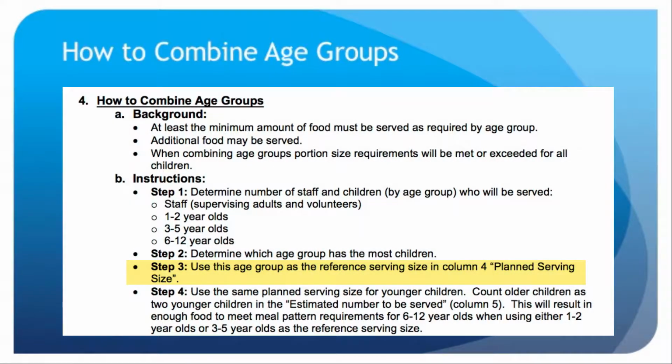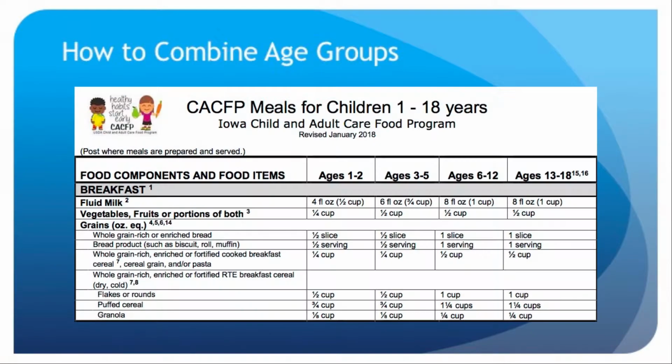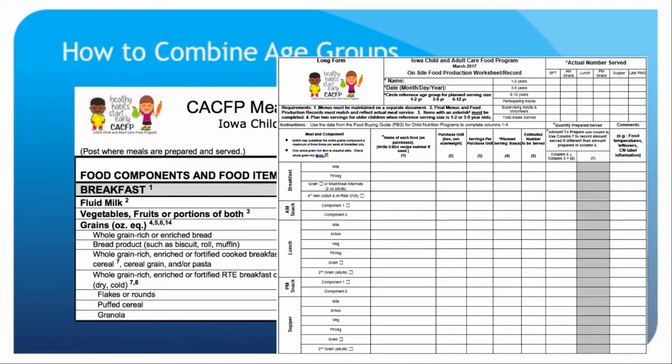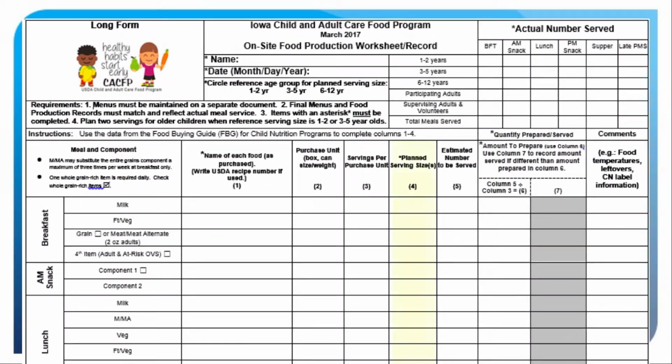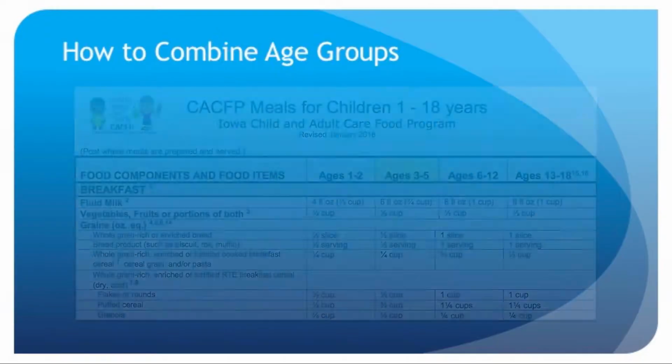Next, use the age group with the most children as the reference age for the planned servings. The serving sizes listed on the meal pattern chart for this age group will be used, and this will be the planned serving size to be entered for each meal component in column 4 of the food production record. Be sure to circle the reference serving size on the food production record as well.